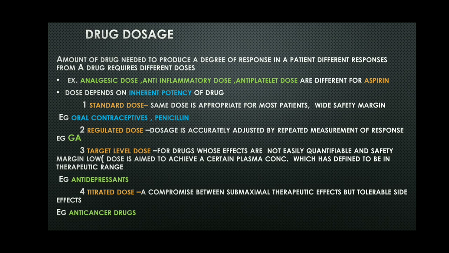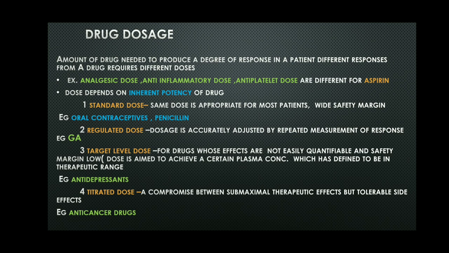Okay, मतलब कितनी drug required है to produce a particular response. Now different responses from a drug require different doses. For example, we have aspirin. Aspirin has different properties: analgesic property, anti-inflammatory property, anti-platelet property. For each of these properties we have a different dosage, right? For example, a different dose for the analgesic property of aspirin. We are giving aspirin only, but a different dose of aspirin for different responses. So that is what it says.